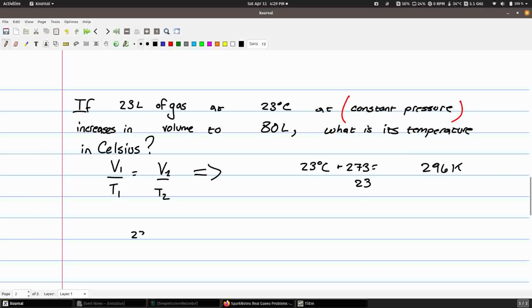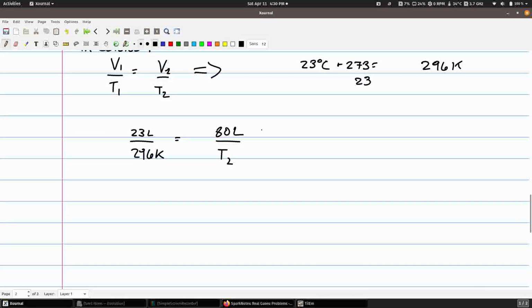We have 23 liters over 296 kelvins equals 80 liters over T2. So we have to figure out what T2 is. You can either cross multiply or do it algebraically. I'm going to show you the algebra way. So T2 times 23 liters over 296 kelvins equals 80 liters.